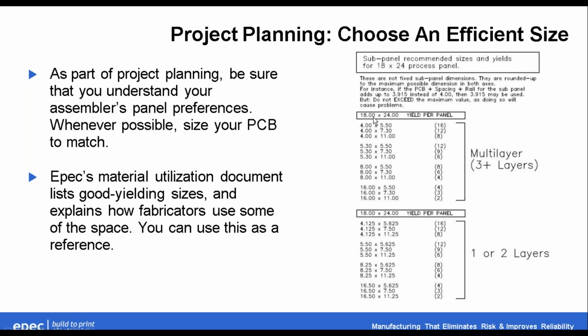It basically goes through on an 18 by 24 panel. Here are some good board sizes. On the left, here's how many boards it yields per process panel. There's one matrix for multi-layer boards, which are 3 layers or more. They actually require a little more waste area around the edge of the panel. And the other one is for 1 or 2 layers, where it could be a little more aggressive around the edge of the panel and use slightly bigger board sizes, about an 1/8 inch bigger in both directions before you start getting into trouble.